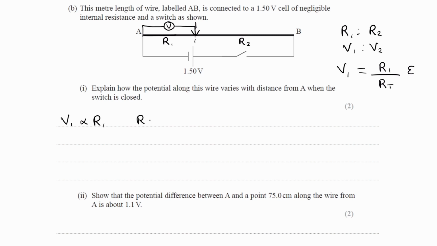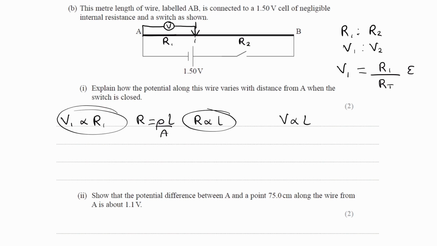And as we know that resistance is equal to resistivity times length over area, resistance is proportional to length. And if voltage is proportional to the resistance that it is in parallel with, therefore voltage is proportional to length. That's just combining these two things together. So let's phrase that to get some marks for this question.